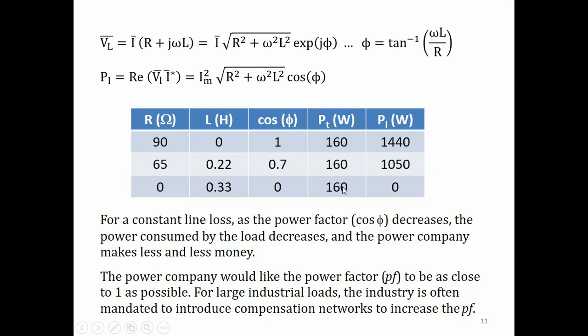So what is done? Let's say the industry's load has a very low power factor, then it introduces a compensating network in its load itself so that the power factor goes up. For example, if this is a highly inductive load, well, of course this is not a realistic case because no load is purely inductive, but let us look here.